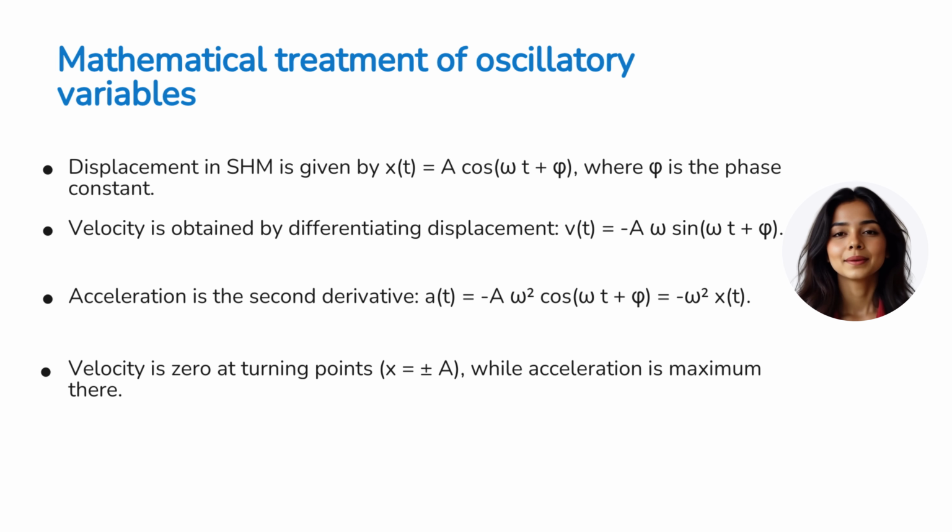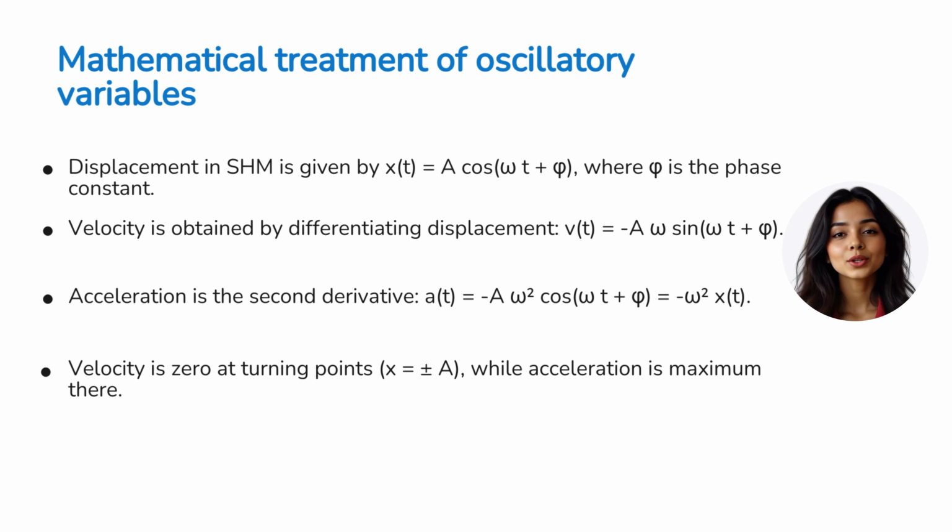What's really neat is what happens at the turning points, those moments when displacement hits plus or minus amplitude and the object momentarily stops changing position. Velocity is zero there because the object reverses direction, but acceleration is at its maximum, pulling it back.